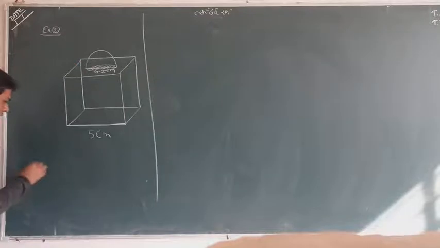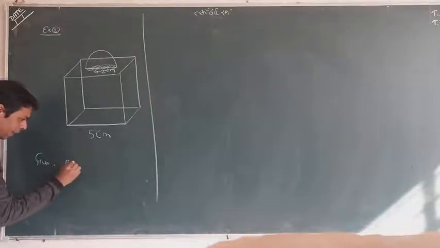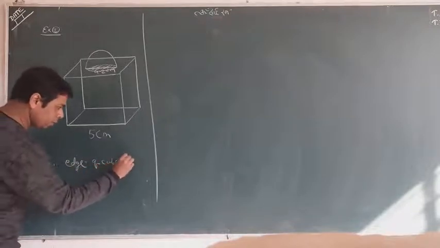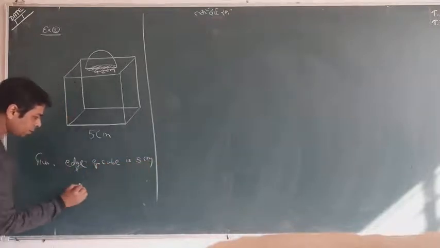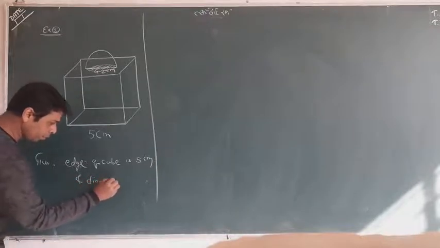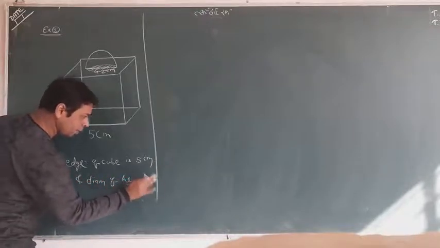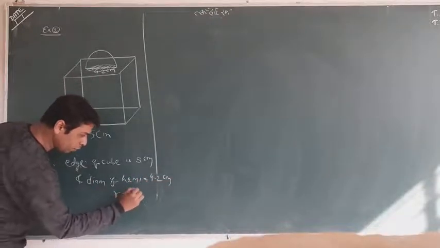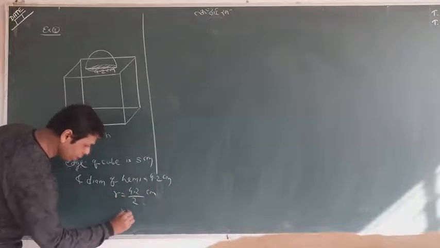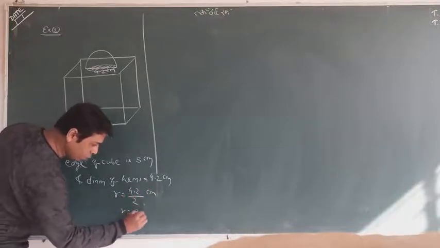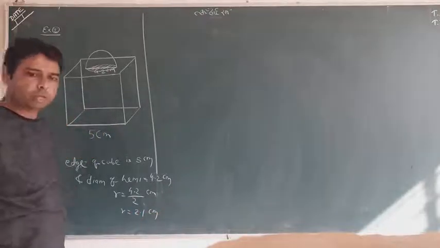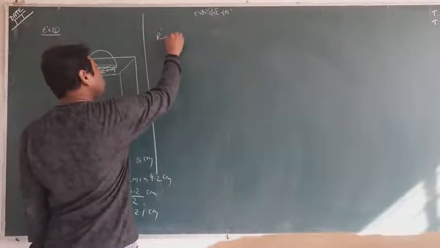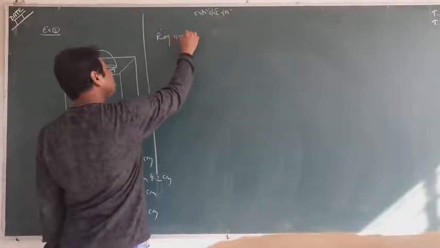I'll start with the simple given. The edge of the cube is 5 centimeter and the diameter of the hemisphere is 4.2 centimeter. Radius equals 4.2 upon 2 centimeter, you can cancel by 2, so r equals 2.1 centimeter. And afterward, the required area. I just want to go directly to the answer because it's very easy.